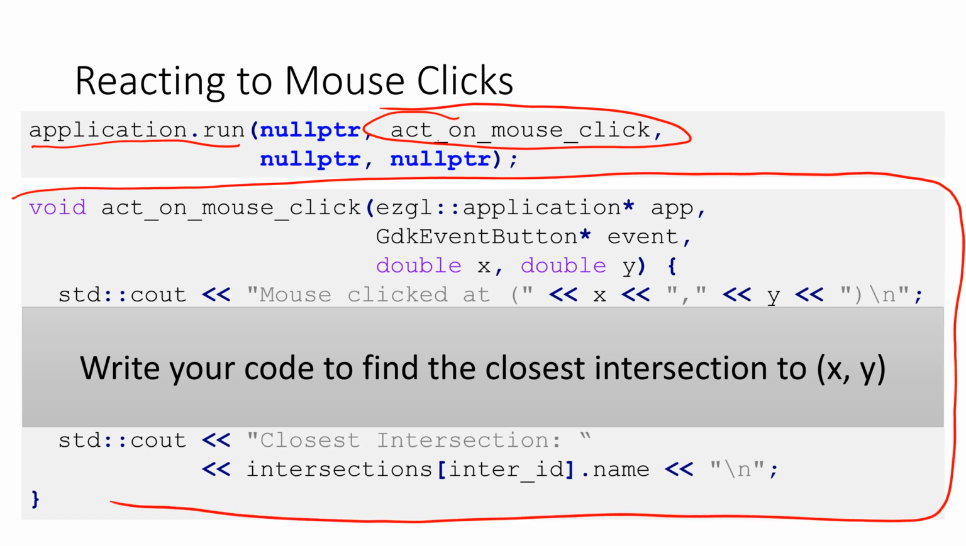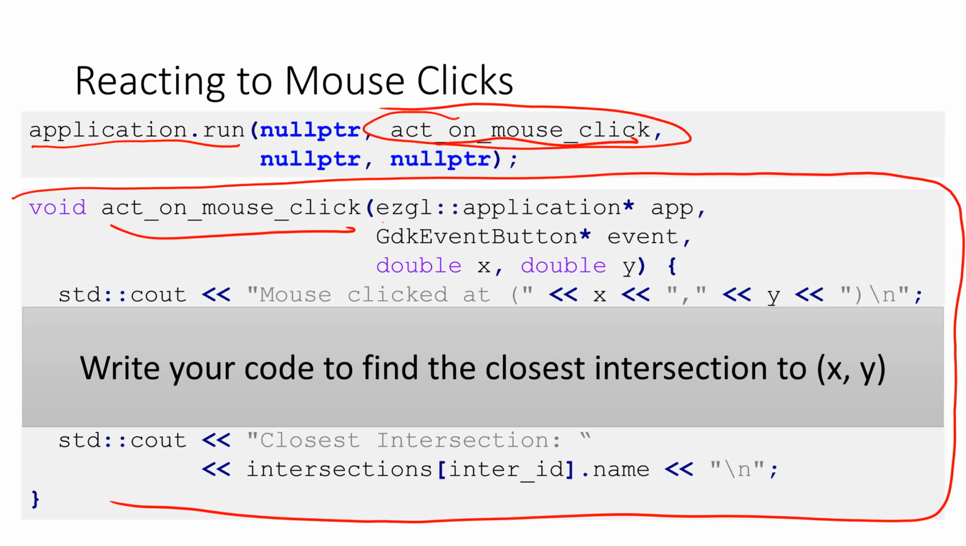Okay, so we said it was called act on mouse click, so that's what the name has to be. The signature, like the inputs and the outputs, has to match what ece2 expects, otherwise it can't call your function. So in the documentation for ece2 in the header files, it tells you exactly what this is. Also, the example program shows you how to do it.